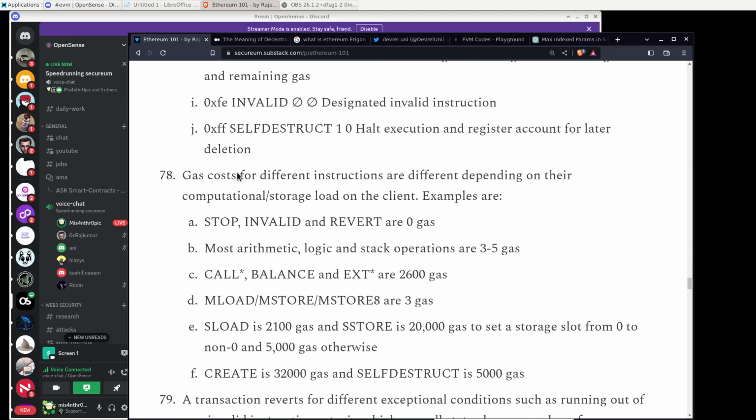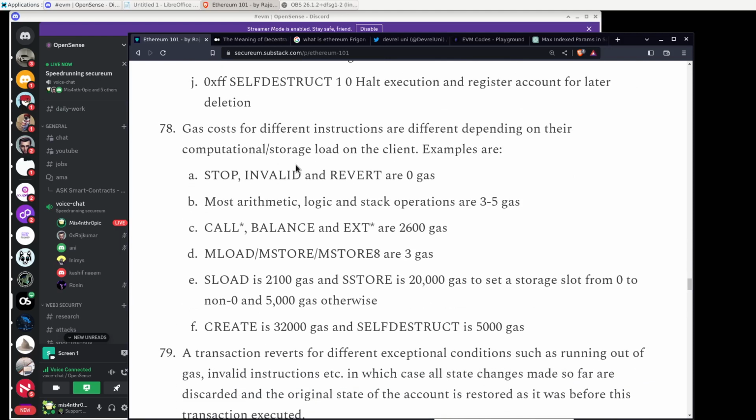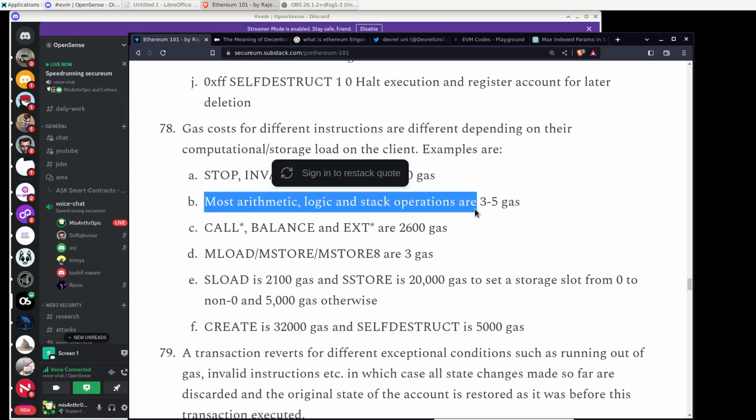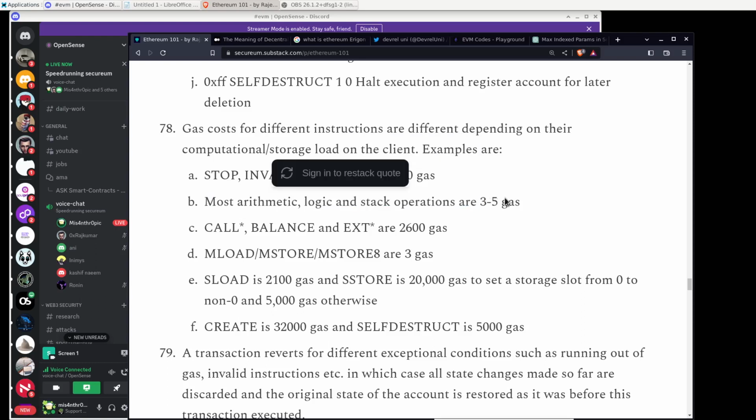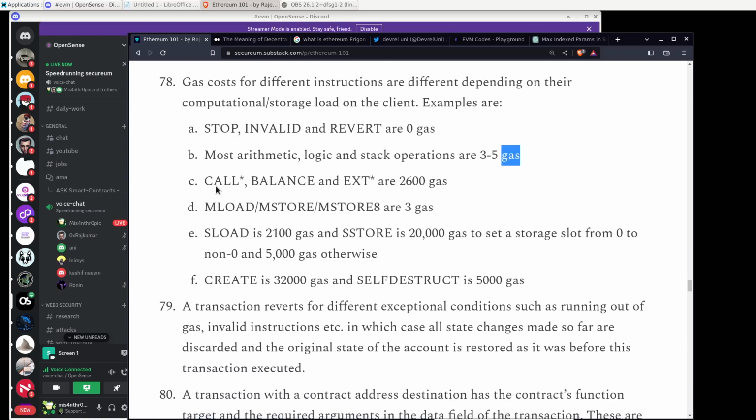So now we're going to talk about gas cost of instructions. Okay, so stop, invalid, and revert are at zero gas. So that we know. Most arithmetic and logic instructions are between 3 and 5 gas. Call, balance, and exit are 2600 gas. MLOAD, MSTORE, and MSTORE8 are 3 gas.